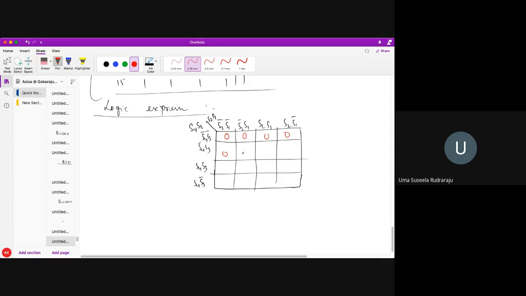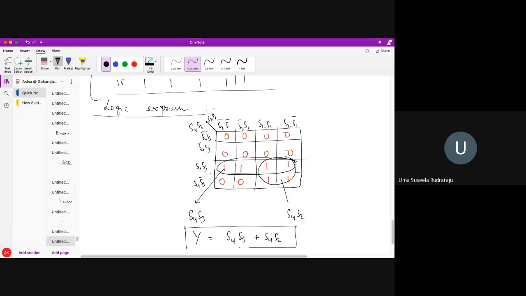So these are all zeros, no error. But M10 to M15, it has error, needs some correction. So now grouping, how the grouping is: this is one of the groupings and this is another grouping. So what I got here is S4, S3, and from this, S4, S2. So error circuit Y is S4 S3 plus S4 S2. So this is my error circuit output.